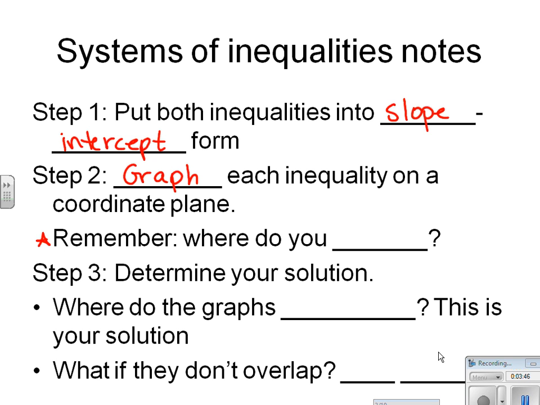Remember, when you do that, you need to shade either above or below the line to show where the solutions are. Then, here's where it's different. We're going to have two inequalities, so we're going to have to determine where the solution is. Well, that's going to be where the graphs overlap. So you're looking for where the two shaded areas overlap. If they don't overlap, then there is no solution.